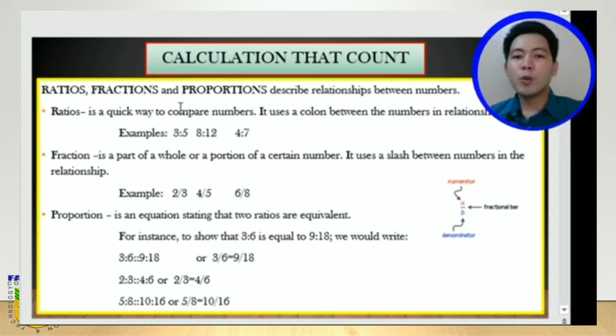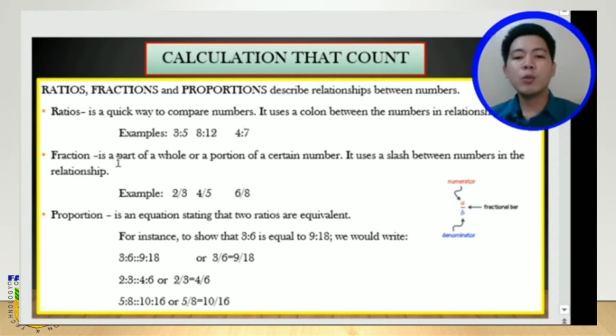Kanina nabanggit ang dosage. Ibig sabihin, kailangan nating makompute kung ano ang dosage na ibibigay ng doktor at paano kaya natin ma-administer yun sa ating pasyente. Kaya naman, involved dito ang ratio, fraction, at proportion to describe relationship between numbers. We say ratio as a quick way to compare numbers. It uses a colon between the numbers in relationship. Examples, 3:5, 8:12, 4:7.